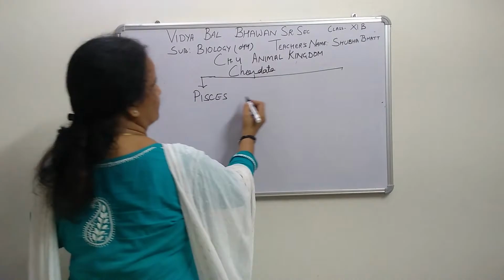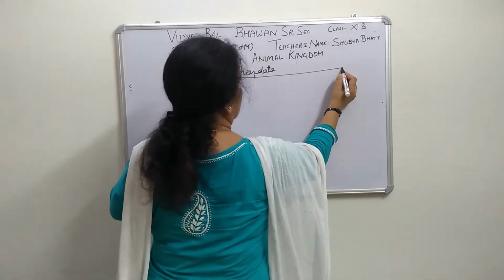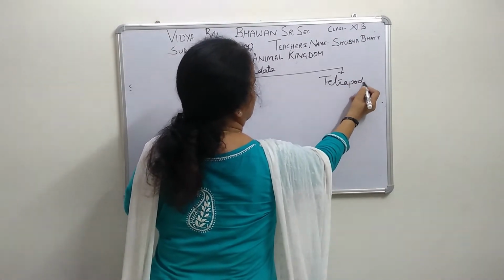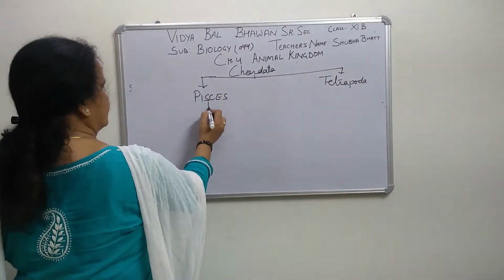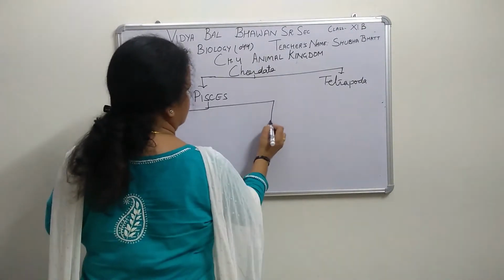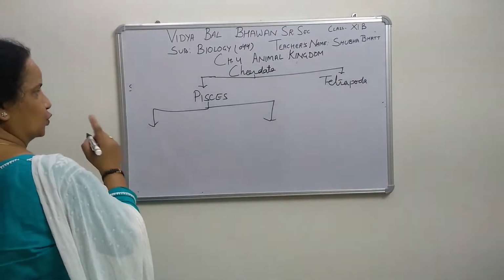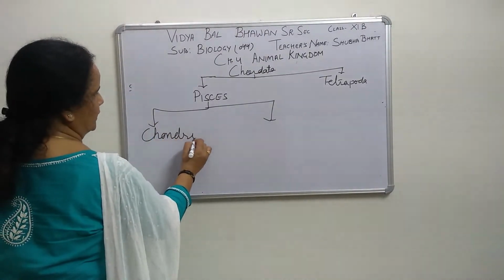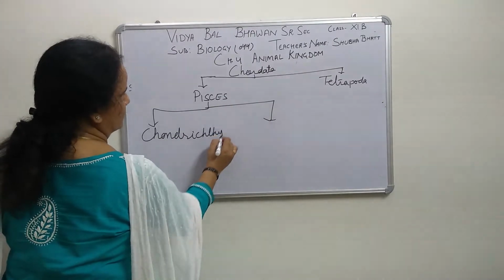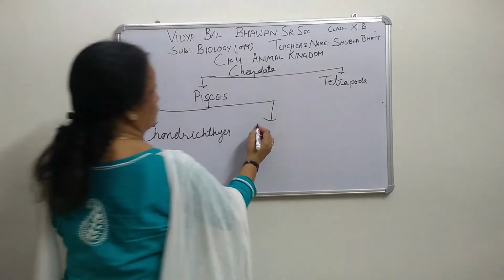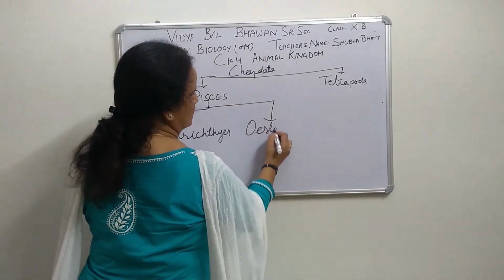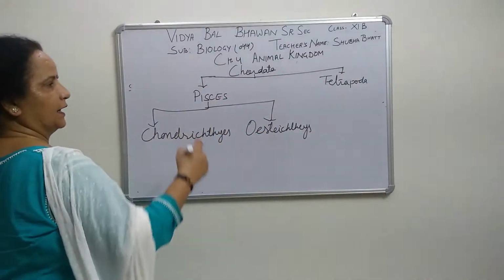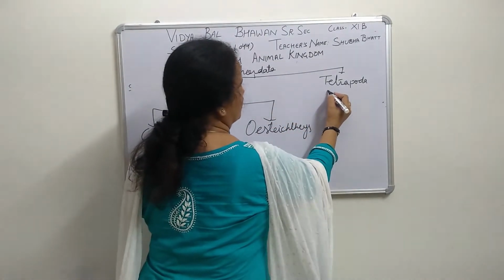Right? Now they have got fins. Now here that will be called Tetrapoda. They have got limbs. So now Pisces are having two types. Right? Pisces are having two. Means that will be called Chondrichthyes. It's very important. Chondrichthyes, or it is also called Osteichthyes.